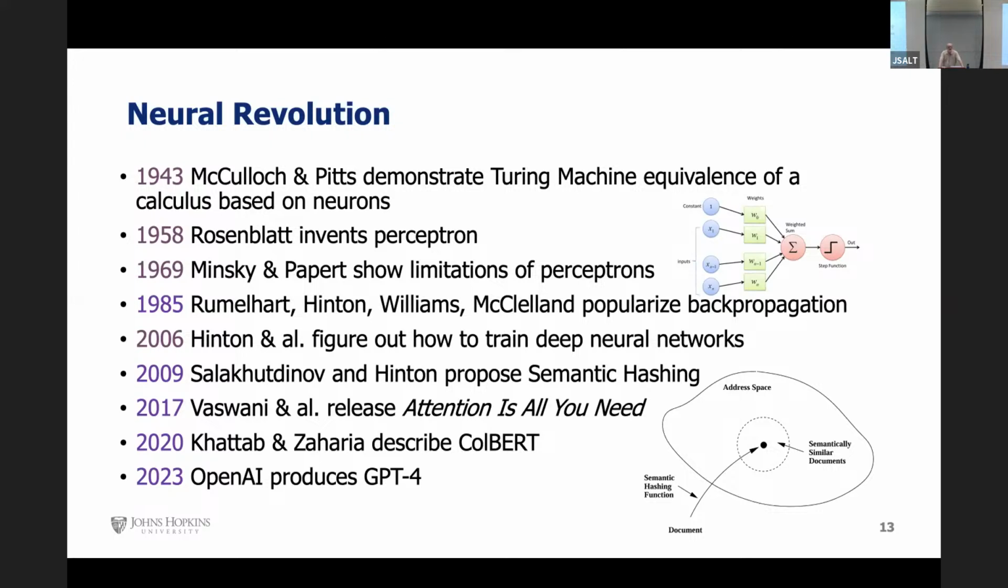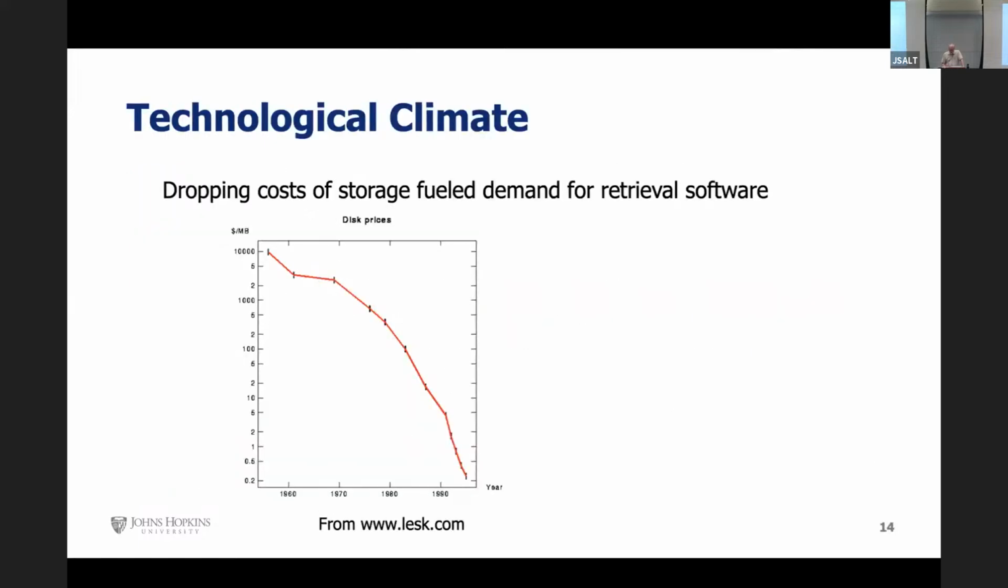And in 2017, Attention Is All You Need came along, and I'm sure you've heard about that in the MT lecture, among others. And that really fundamentally changed basically everything. The ColBERT system came along in 2020, which is a state-of-the-art neural retrieval system. And then the various GPTs came along and changed the way you had to think about using neural systems to do retrieval. All right. So that's the history.